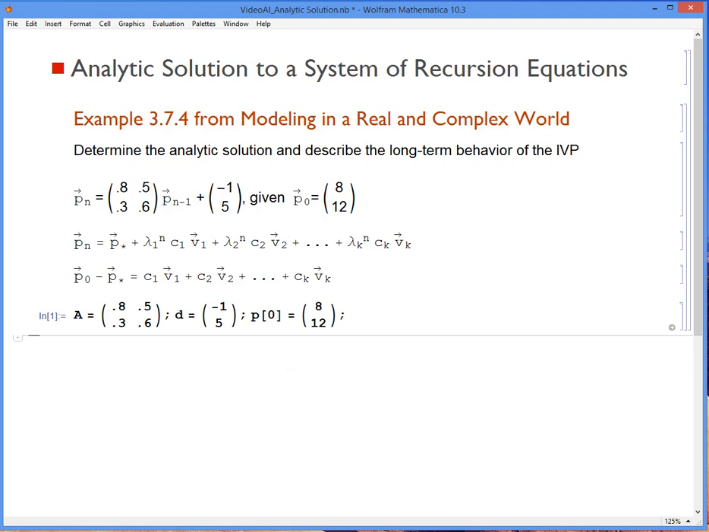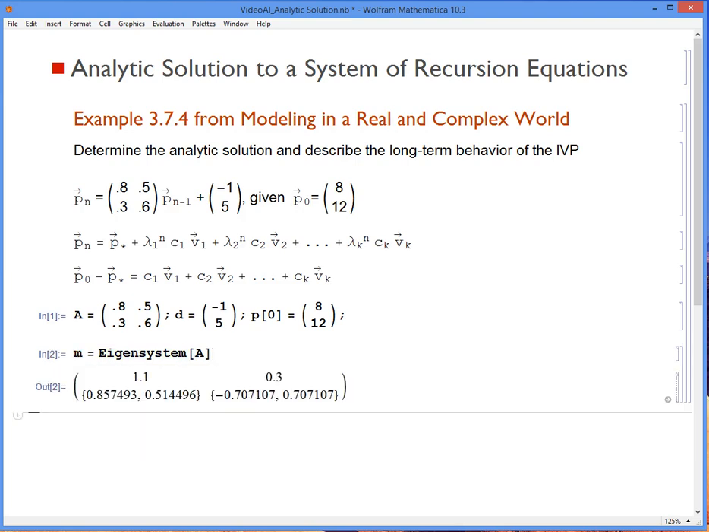Okay, and so to solve for the constants, we've got to know the eigenvectors. So I'm going to go ahead and evaluate the eigensystem, and I'm going to do the same thing that we did with the eigenvector centrality class, where we named the eigensystem M. So eigensystem of A, and we're calling this matrix M. So there we go. Now I've got my lambda 1 and its corresponding eigenvector v1. This would be lambda 2 and its corresponding eigenvector v2.